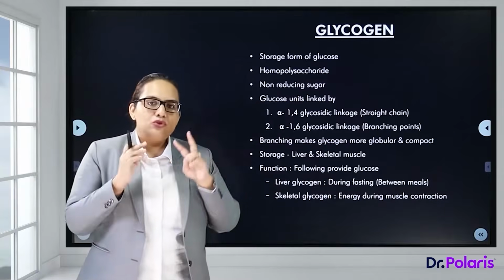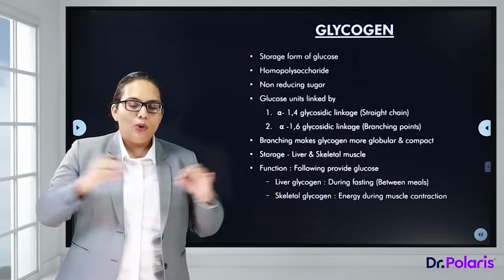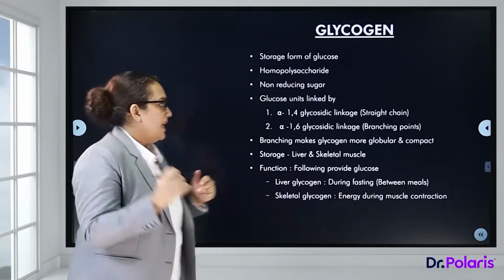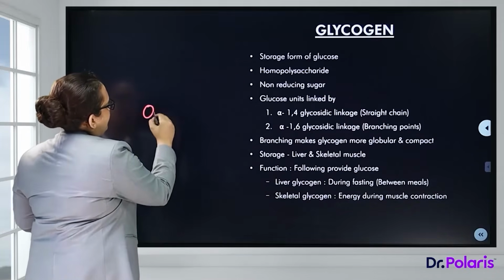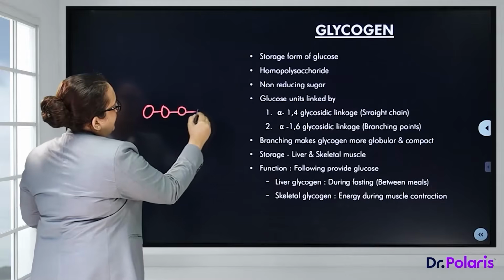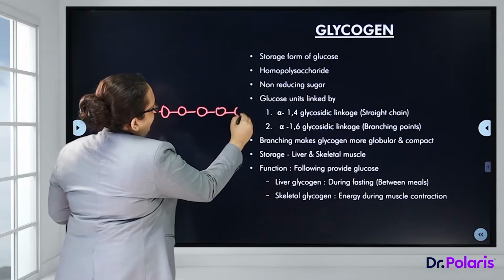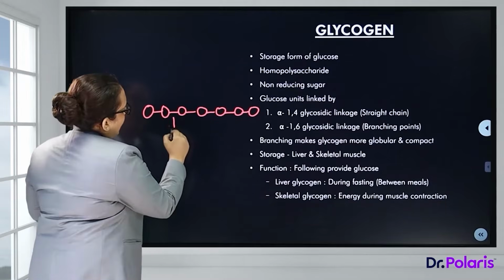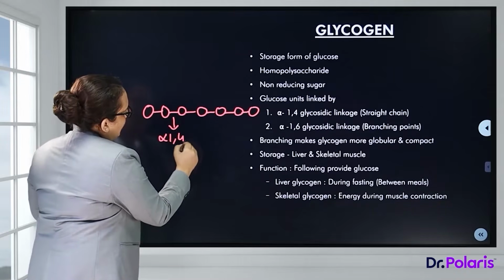Now, glycogen has two components. There's a straight chain and you have a branch chain. The same structure is also seen in starch. So the straight chain, normally you have glucose units like this, and each individual glucose unit is linked together by an alpha-1,4 glycosidic linkage.